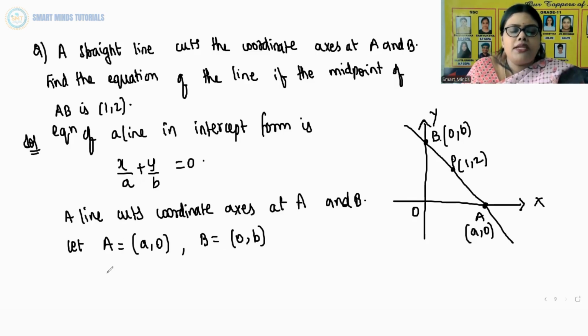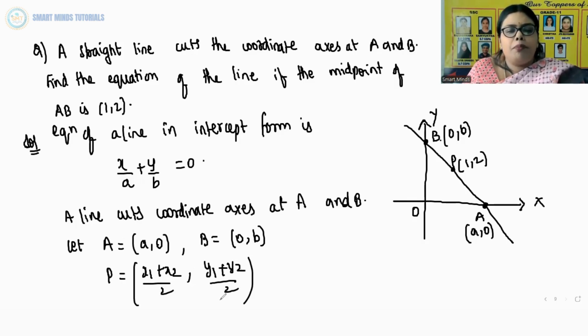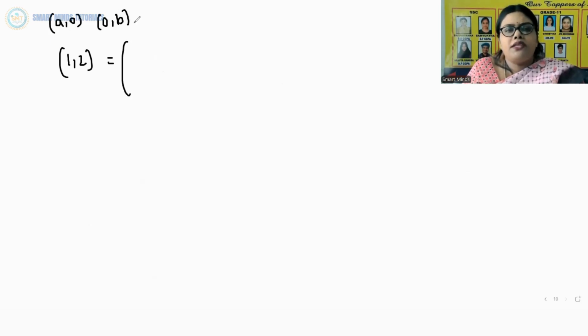Now P is the midpoint. So what is the formula for the midpoint? x1 plus x2 by 2, y1 plus y2 by 2. We are using the midpoint formula here. Now in the place of P, we will write 1 comma 2. And for my convenience, I'm writing a comma 0, 0 comma b over here, so that it will be easier for me to substitute. So this is x1, y1, this is x2, y2.